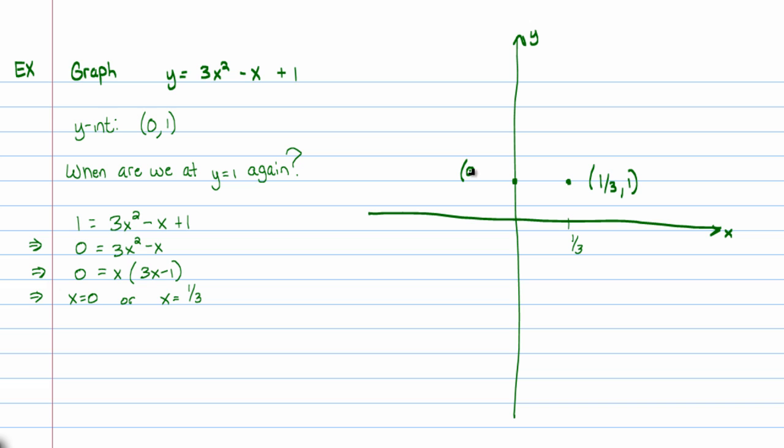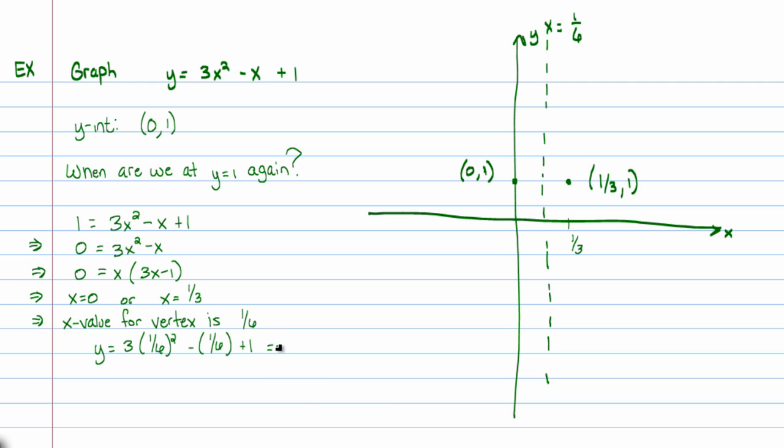This is 0, 1. Halfway between those 2 points will be my axis of symmetry. Remember, the axis of symmetry is a vertical line, so that's of the form x equals. Halfway between 0 and 1/3 is basically half of 1/3, which is 1/6. Just multiply that denominator by 2. And at this point, you can plug this x value into your equation to find the y value for the vertex. So we'll go ahead and do that.